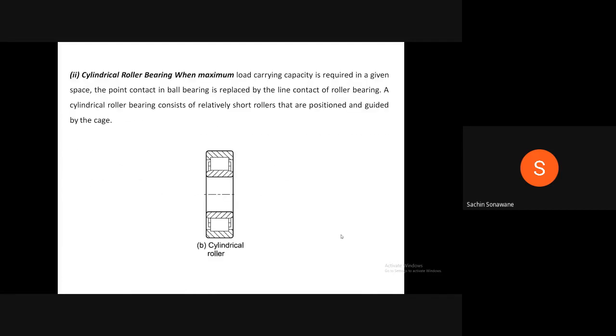Now, the next type of bearing is cylindrical roller bearing. Cylindrical roller means the shape of the roller is cylindrical. Remember, that's why it is known as cylindrical roller.